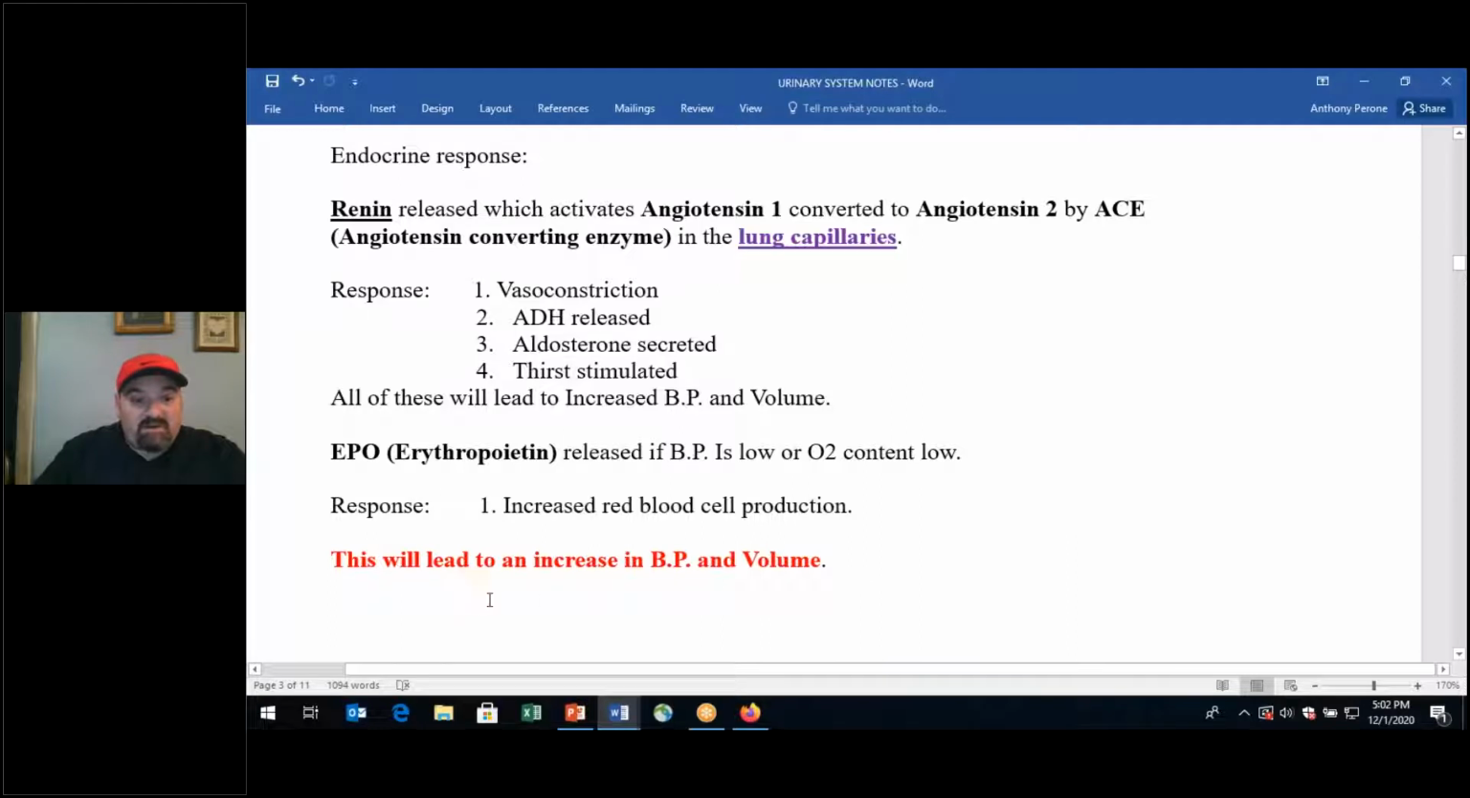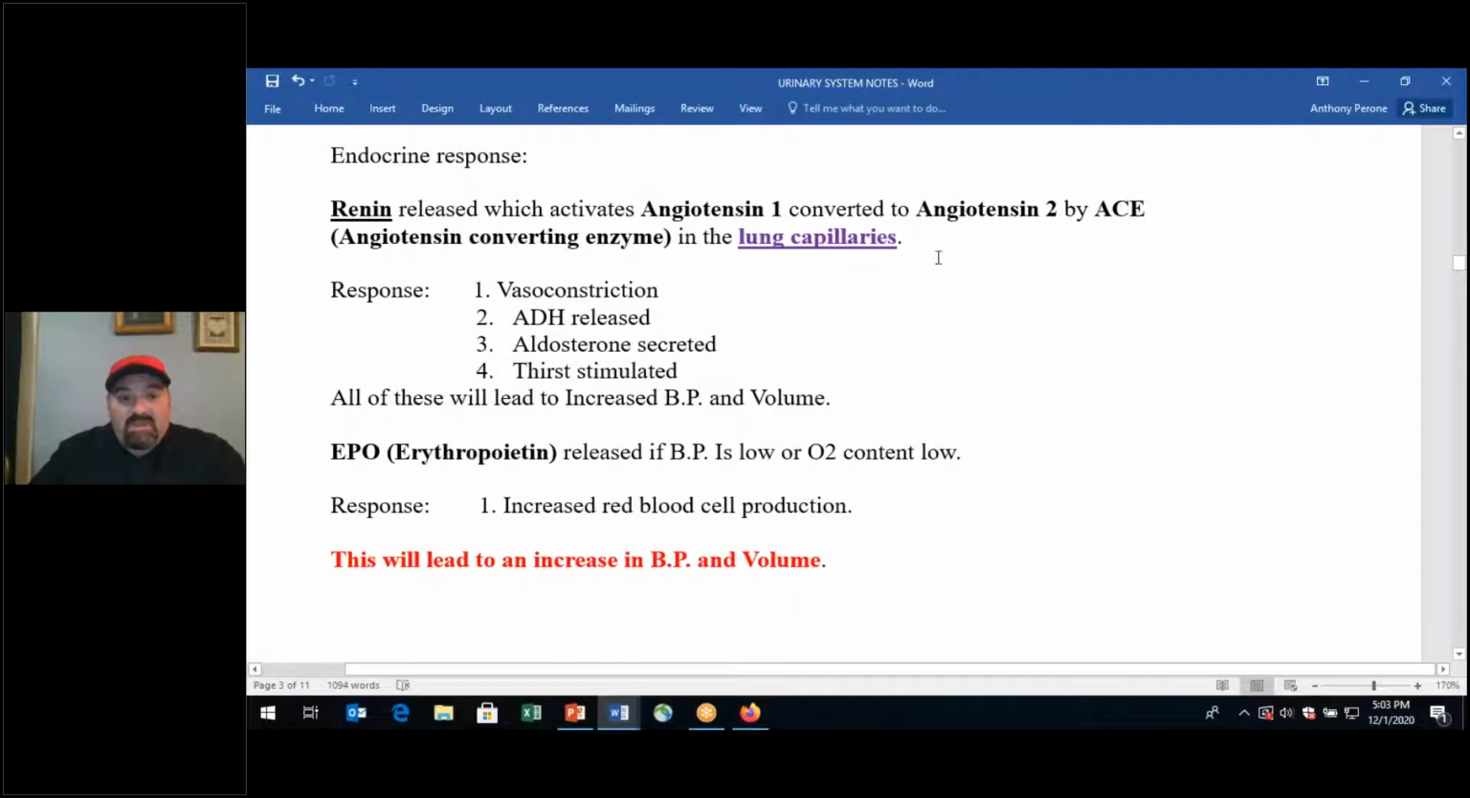You'll see here, these all lead to EPO also, released if blood pressure is low or oxygen content is low, because EPO stimulates red blood cell production by the red bone marrow. Now you're going to see that in just a moment.